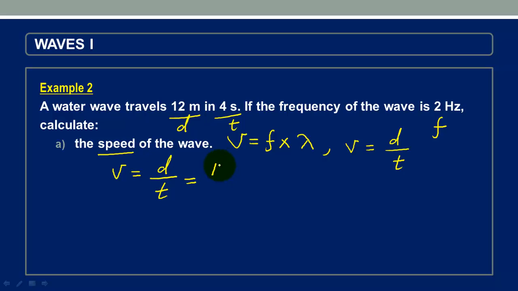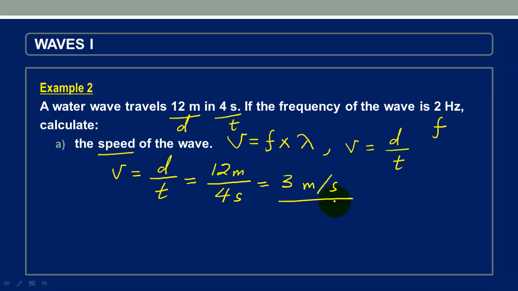The distance covered is 12 meters, and it covers that distance in 4 seconds. So dividing 12 by 4, we get 3, and dividing meters by second, we get meters per second. This means that the wave covers a distance of 3 meters every second.